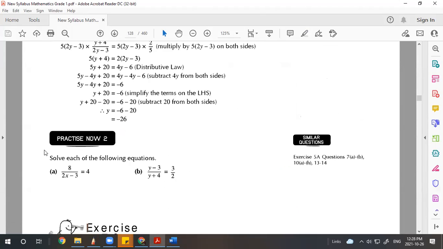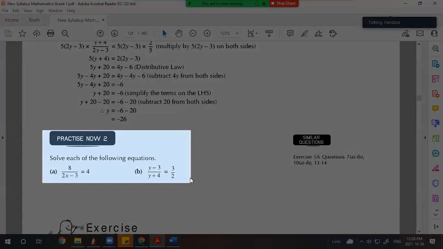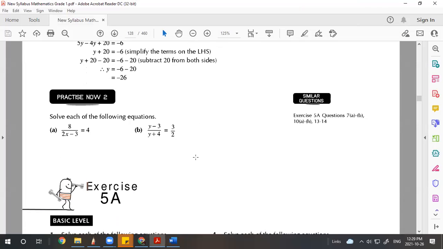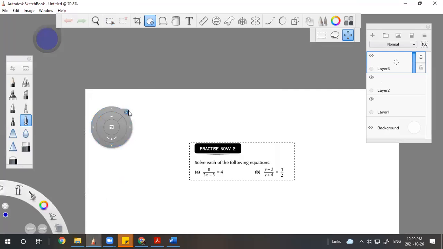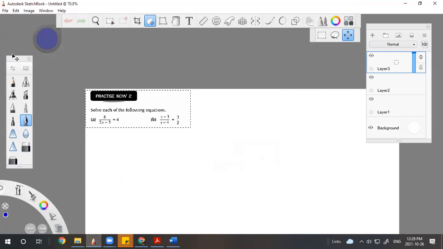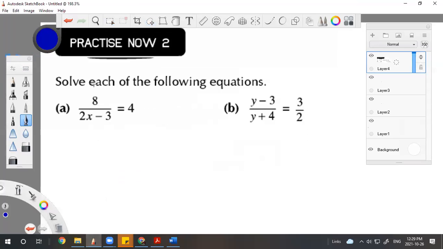Same, guys. After exercise 5A, then exercise 5B. So for today we learn about 5A and 5B. Now how to solve this again and again. You have the fraction on the left side, but on the right side no fraction. So we change the 4 first. So 4 over 1, to make it easier.